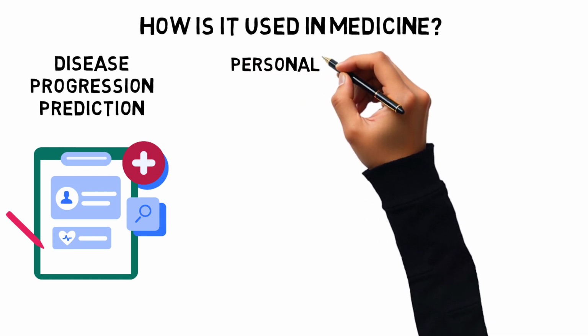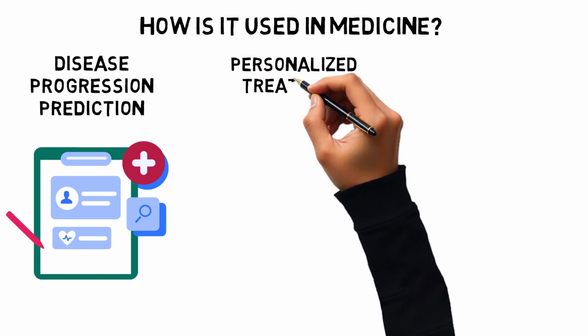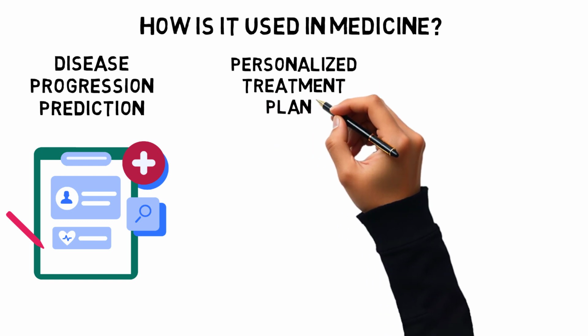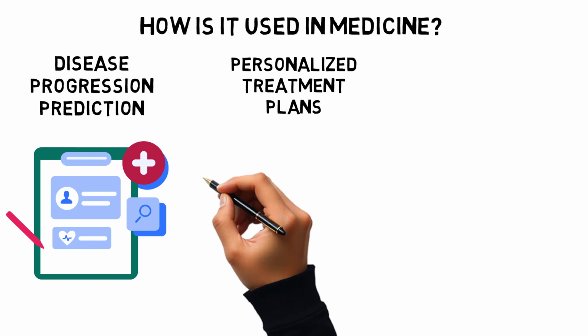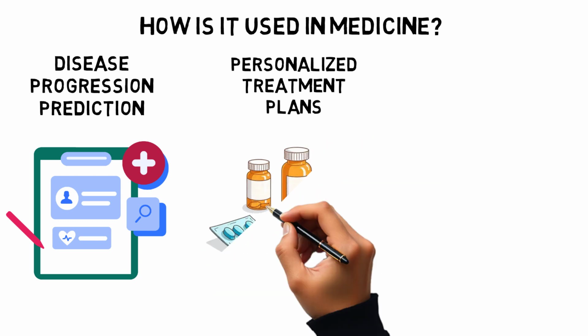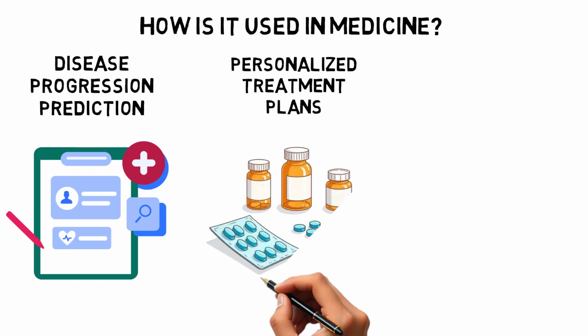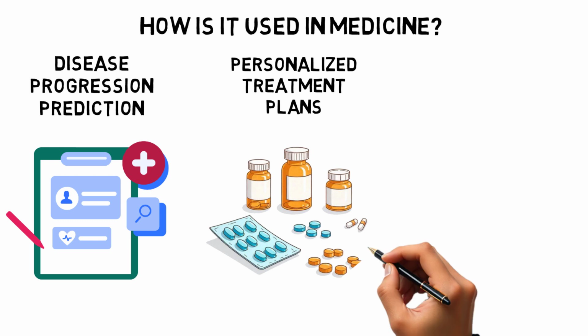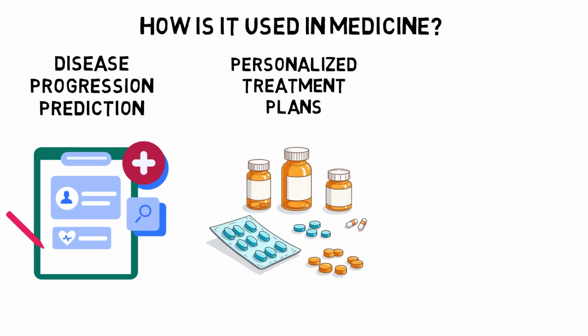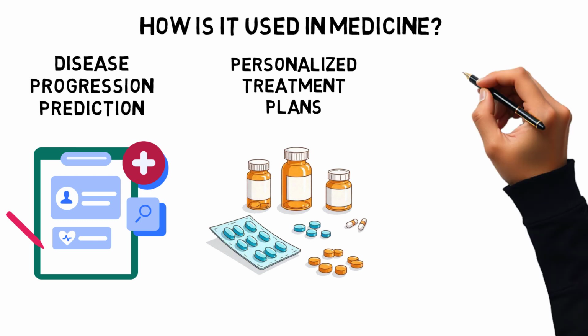Personalized treatment plans. By comparing the patient's medical history to a database of similar cases, the system can suggest the most effective treatment options based on what worked for patients with similar symptoms, conditions, and responses to previous treatments. This is especially useful for chronic conditions like cancer, diabetes, or heart disease, where treatment responses can vary.